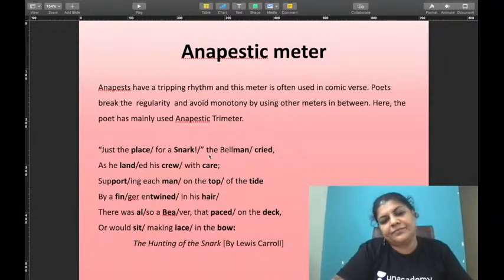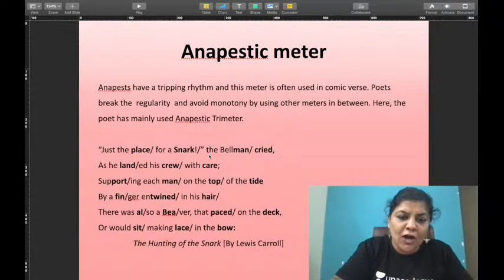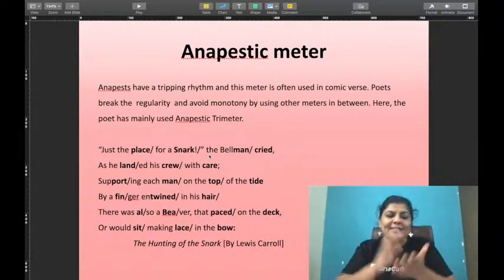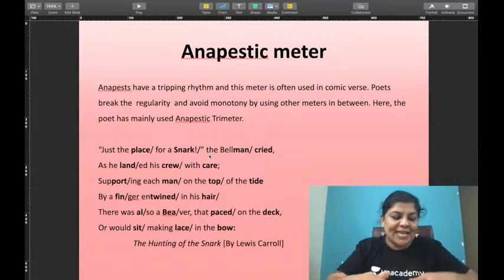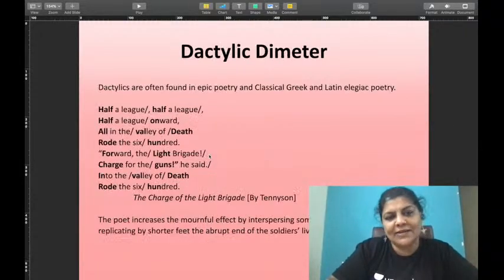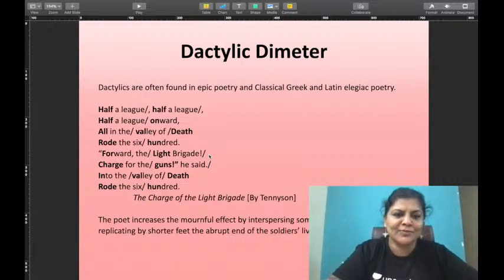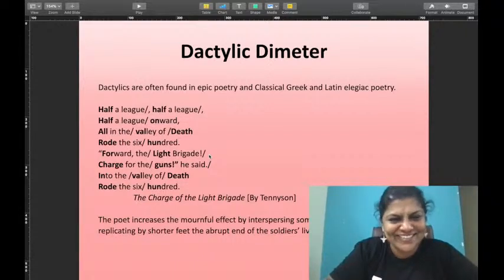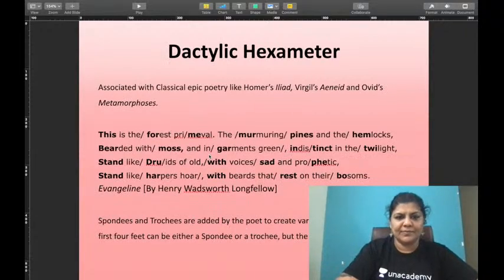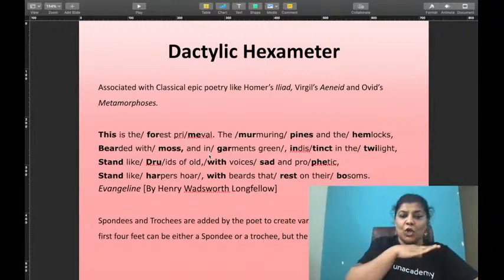Anapestic meter. Just the place for a snark, the bellman cried. You know, the tala or the tune changes with the meter. Half a league, half a league, half a league onward, all in the valley of death. Something like that will be the tune. I don't know, I cooked it up, because it is dactylic dimeter. Dactylic hexameter means long line.